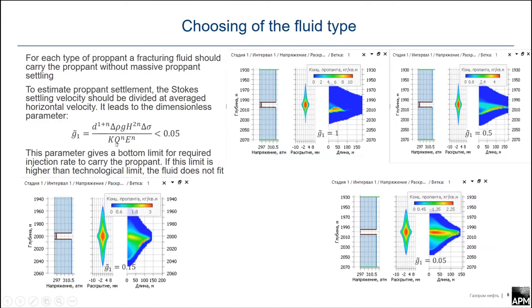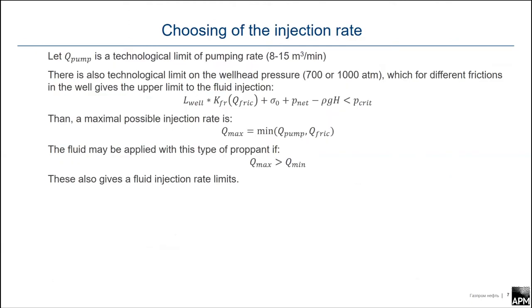The interesting thing is that for each fluid we actually have some fluid rate which definitely will make this fluid efficient, but the problem is that not every fluid rate is possible, because we have a technological limit of fluid injection rate, and we also have a limit that follows from the frictional criteria. For example, just imagine that we have some critical pressure which the hydraulic fracturing fleet can handle. It's 700 or 1000 atmospheres.